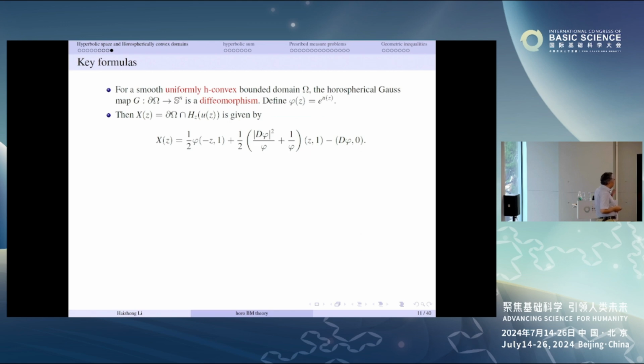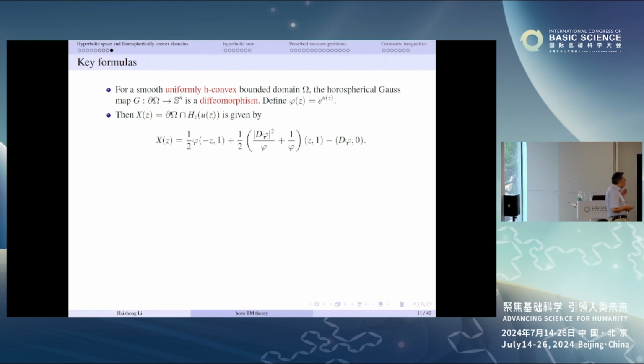So given a uniformly H-convex bounded domain, we can define the Gauss map. We call it the horospheric Gauss map. We can also define the phi z equal to e^(u z). u z we call the horospheric support function. Then, given a uniformly H-convex domain, we can write down the position vector by the support function u z. So here, this identity is very important.